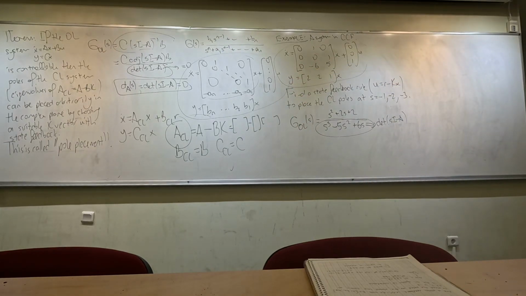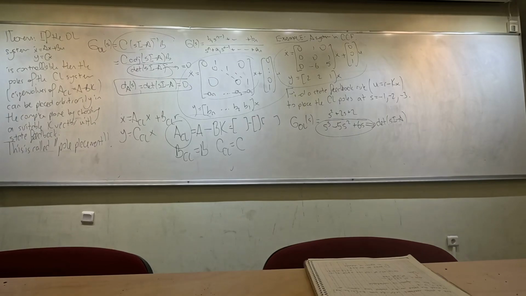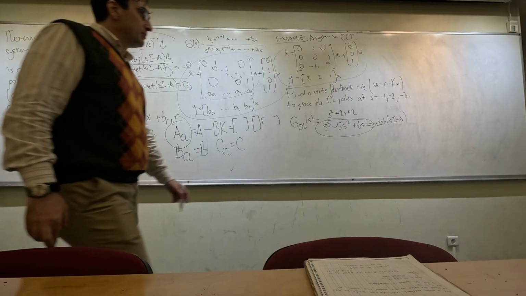Okay? So when the A matrix is in that form and the B vector is in that form, it's going to be really easy to write these determinants or these sI minus A inverses, etc. You don't really have to calculate them. You can write the transfer function by inspection.